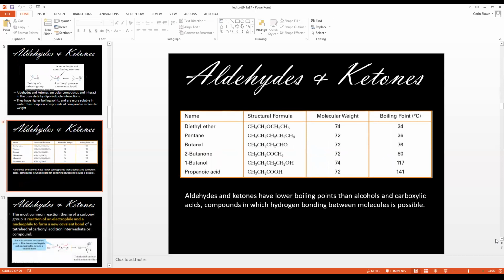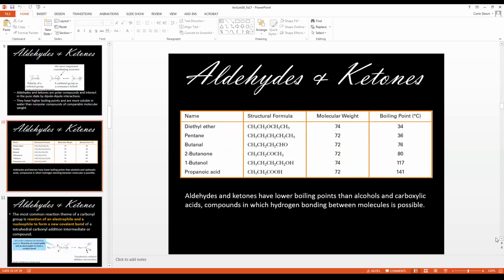So if you take a look at this table, there's some data that you should be able to walk away with. Notice these all have similar molecular weights, but their boiling points are vastly different. And that's because alcohols and carboxylic acids are compounds in which hydrogen bonding between molecules is possible, whereas for alkanes or ethers, that's not as feasible.